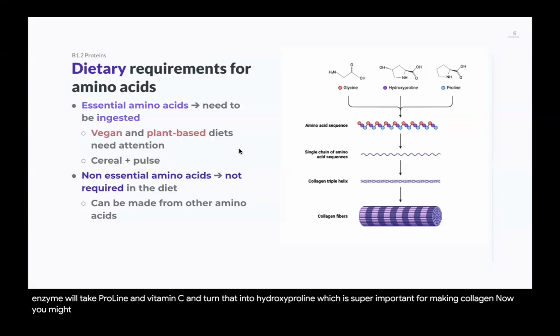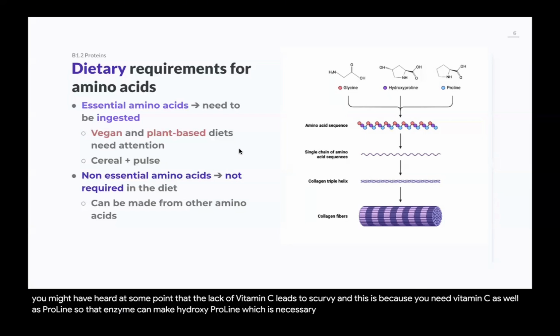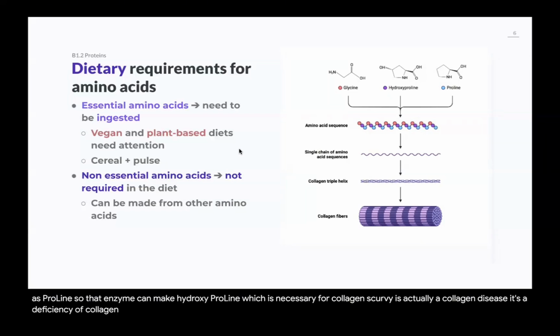Now, you might have heard at some point that the lack of vitamin C leads to scurvy, and this is because you need vitamin C as well as proline so that enzyme can make hydroxyproline, which is necessary for collagen. Scurvy is actually a collagen disease. It's a deficiency of collagen. You cannot make collagen because you don't have vitamin C, which is required to make hydroxyproline.